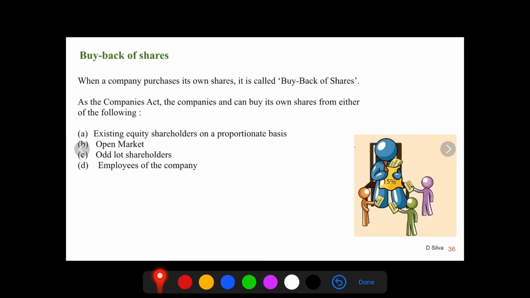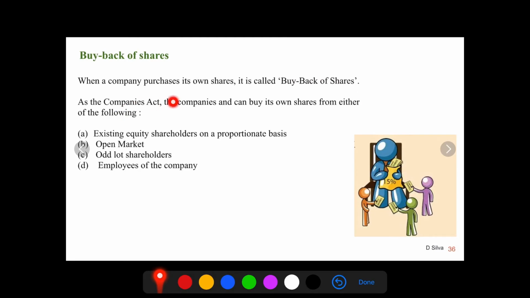What do we mean by buying back of shares? When a company purchases its own shares, it is called buyback of shares. That means whatever has been issued by the company, they are getting it back to themselves, and that is called buyback of shares.